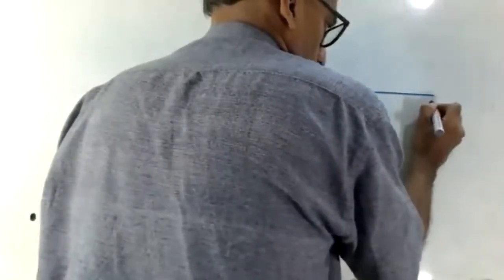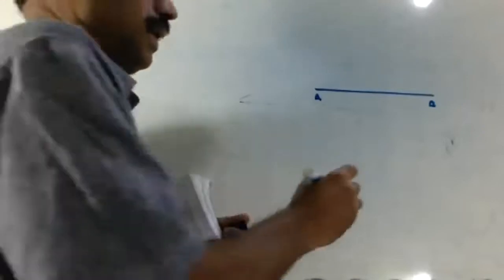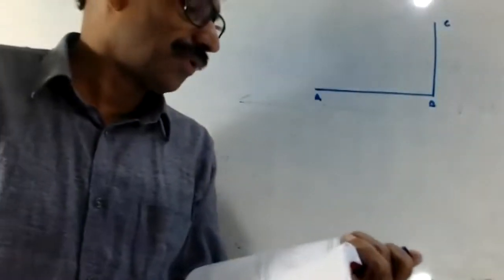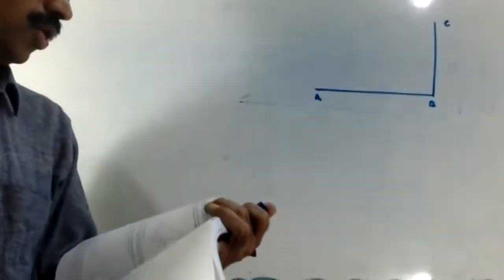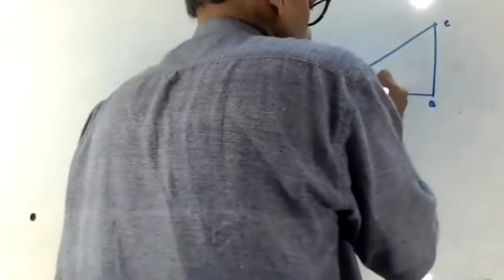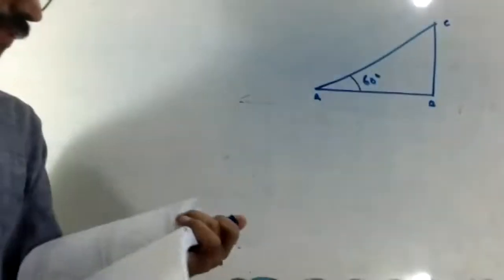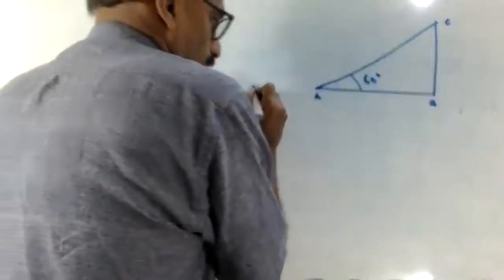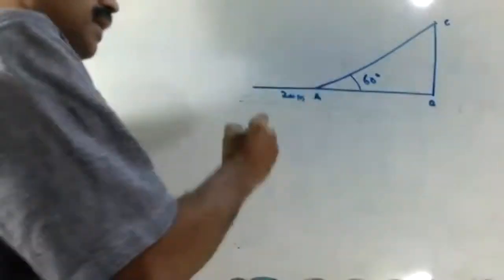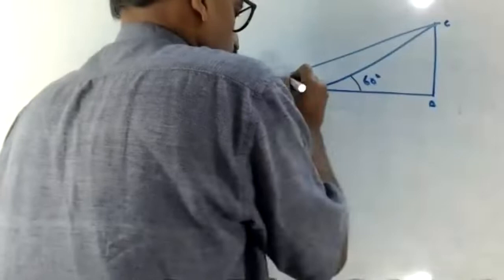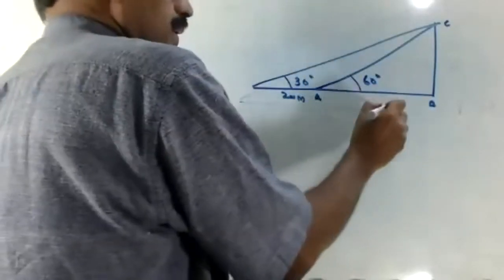Okay, listen, this question, listen here. A person standing on the bank of a river. Look, this is the river, A, B. Here is the tree, B, C is the tree. The angle subtended by the tree on the opposite bank means this angle is 60 degrees. Then, when he retreats 20 meter back, 20 meter here, the angle of elevation of the top of the tree is 30 degrees. This is the figure. A, B, C, D here.